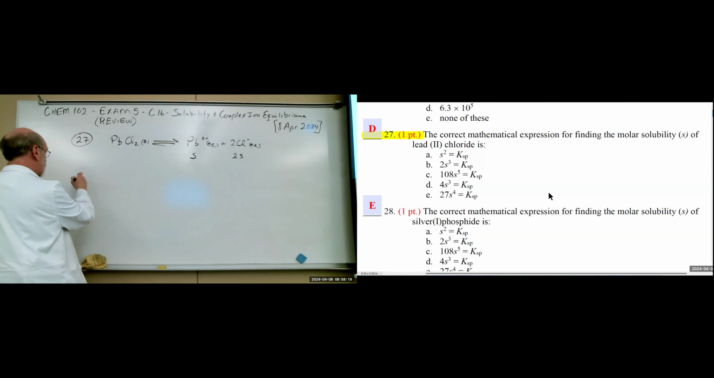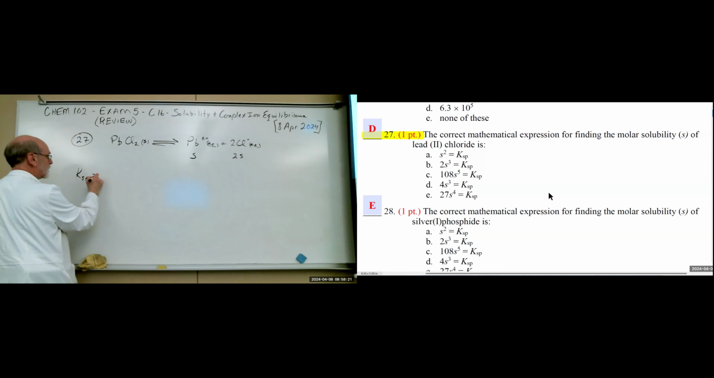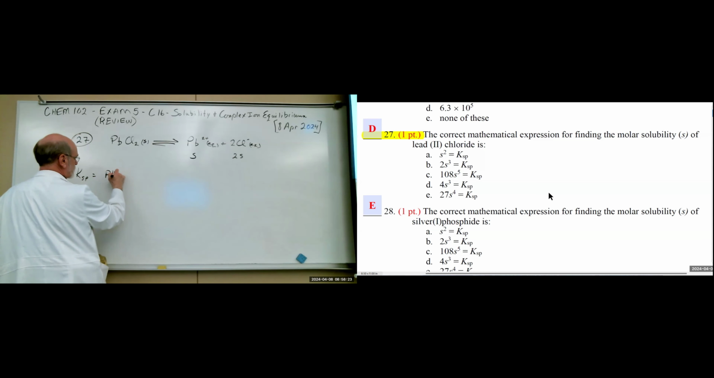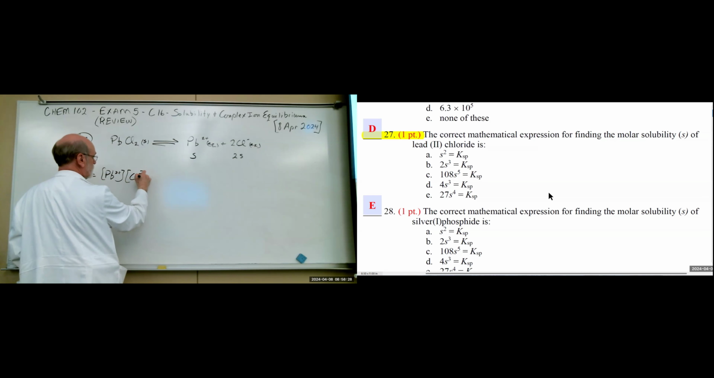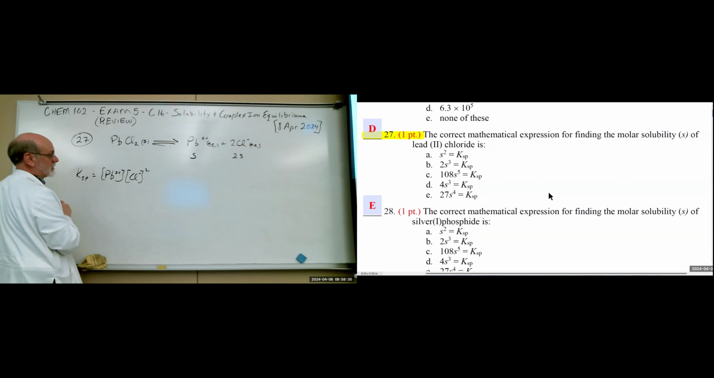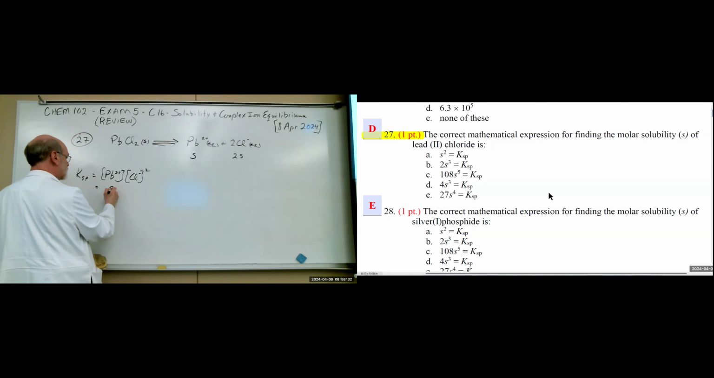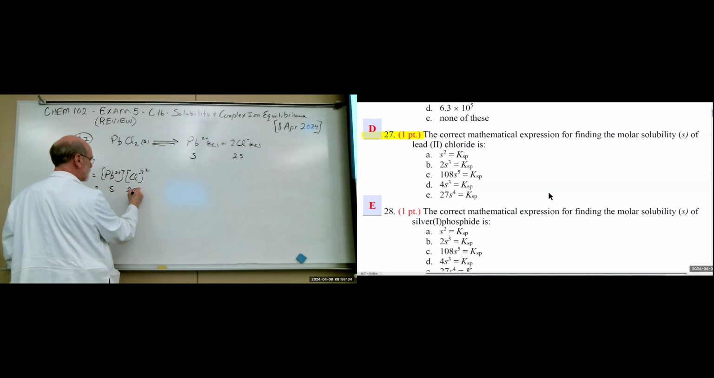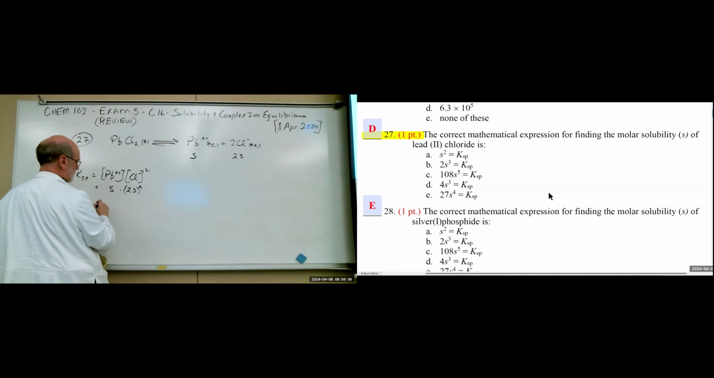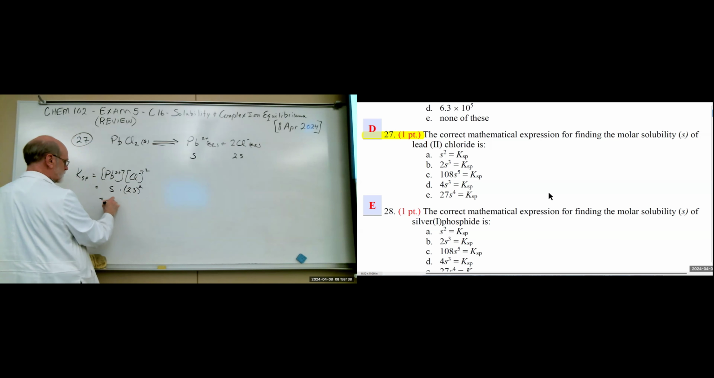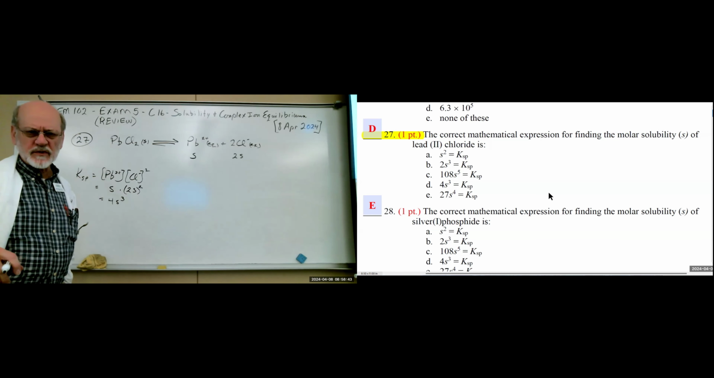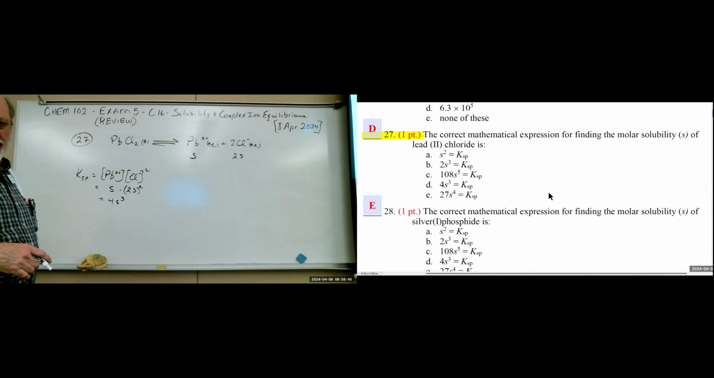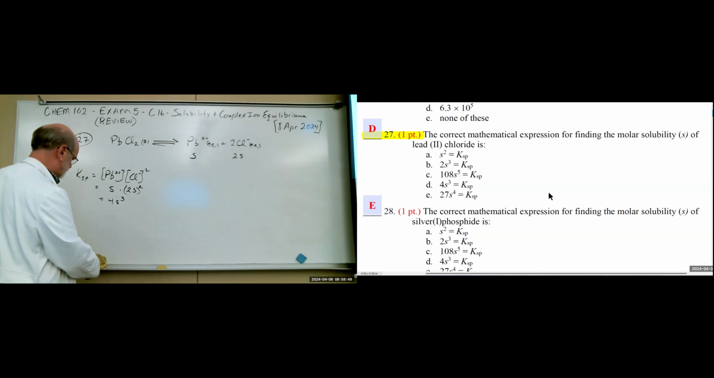All right, so when we write the KSP here, we get the lead 2 plus and we get the chlorine to the second power. Then we substitute those values in here, S times 2S squared, and we get 4S squared, which is 4S cubed for our final answer. So KSP should be 4S cubed, which is D. I'm not sure why, because we did one of those earlier.